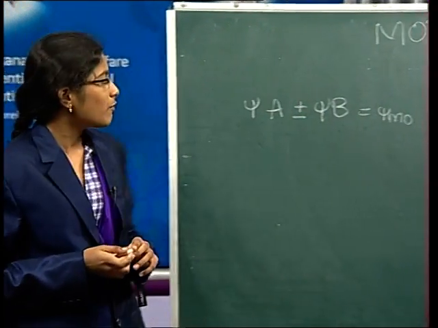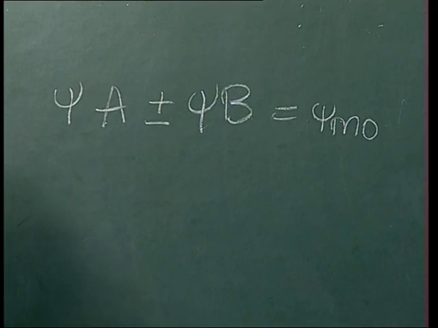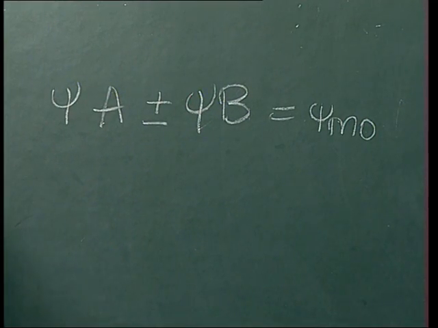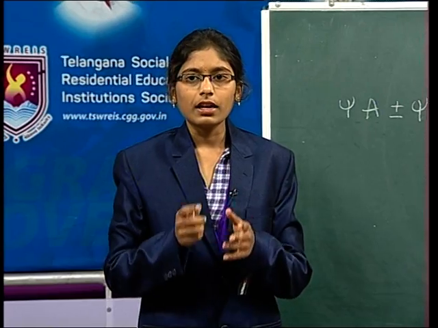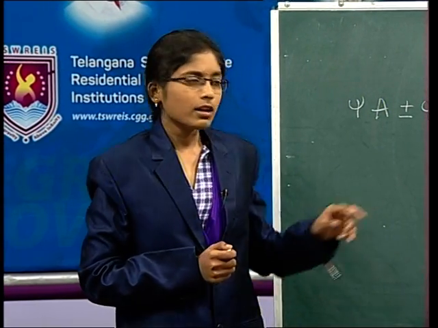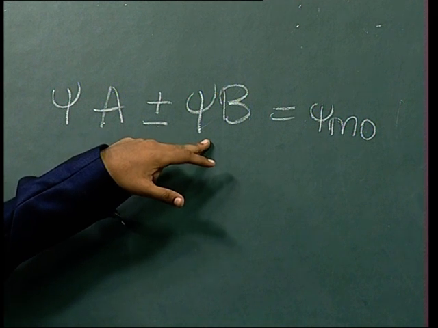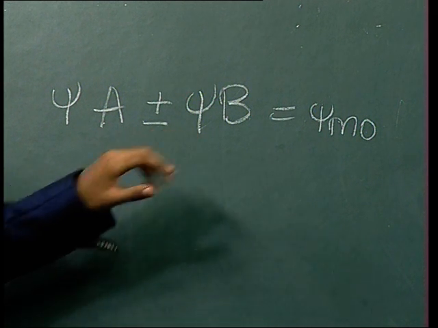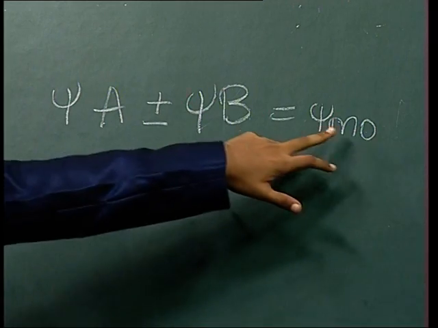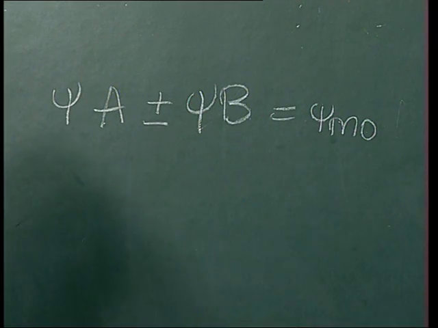As I told you in the fifth salient feature of molecular orbital, the number of molecular orbitals formed is equal to the number of atomic orbitals combined. Here, two atomic orbitals are combined. Then how many molecular orbitals are formed? Yes, two molecular orbitals are formed. One is known as bonding molecular orbital and another one is called anti-bonding molecular orbital.